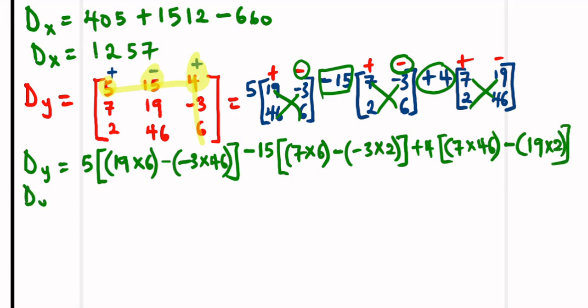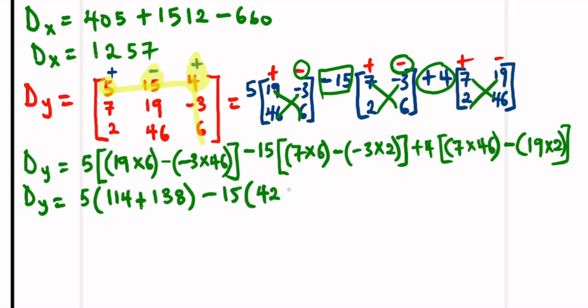Now, determinant of the coefficient of y becomes 5 in a bracket, 19 times 6. 19 times 6 gives us 114, minus, then we'll have minus 3 times 46. Minus times minus is plus. So 3 times 46 becomes plus 138. So we close this, we'll have minus 15 there. Now 7 times 6 is 42, minus, and then we'll have minus 3 times 2, which is plus 6.